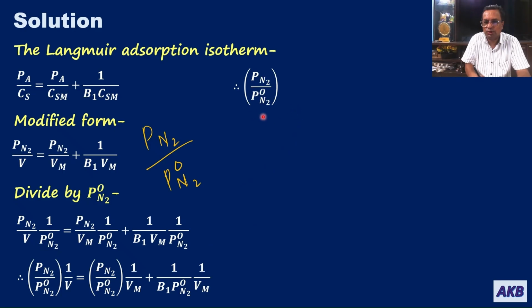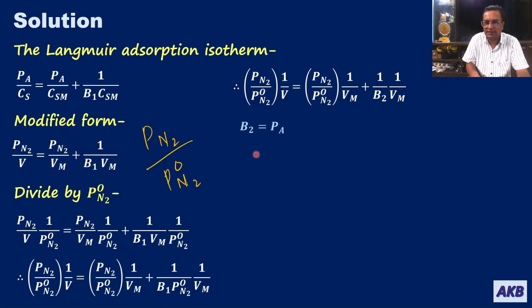So, it is Pn2 upon Pn2 naught into 1 by V is equal to Pn2 upon Pn2 naught into 1 upon Vm plus 1 upon B2 into 1 upon Vm. Now, I have used a different letter. In this case, B2 is Pn2 naught into B1. So, if you look at this equation, it is of the form Y is equal to Mx plus C. I will write it over here and then I will erase it.